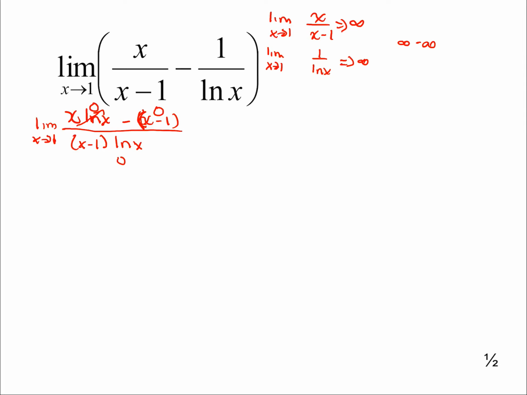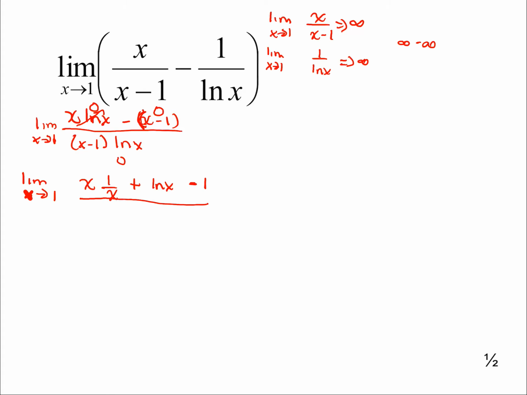So for the derivative of x natural log of x, I have to use the product rule. So I'm going to keep x the same and take the derivative of natural log of x, plus I keep the natural log of x the same and take the derivative of x. And that would be minus 1.